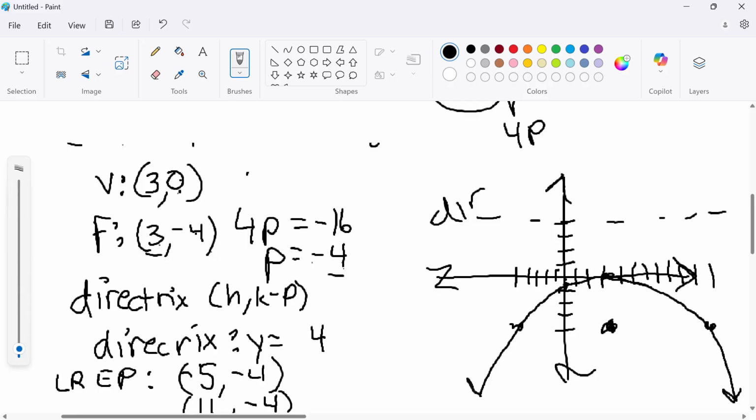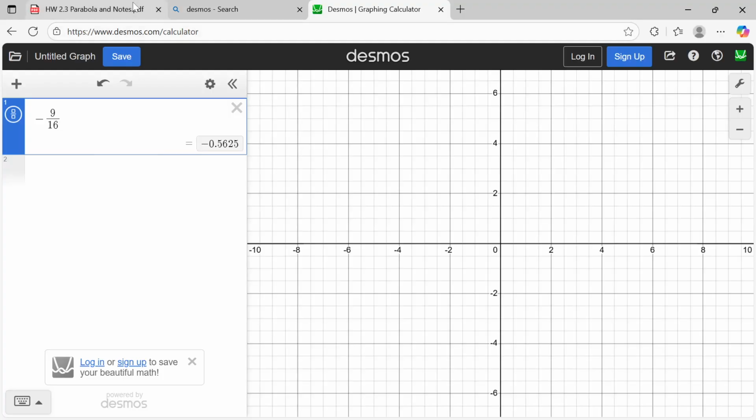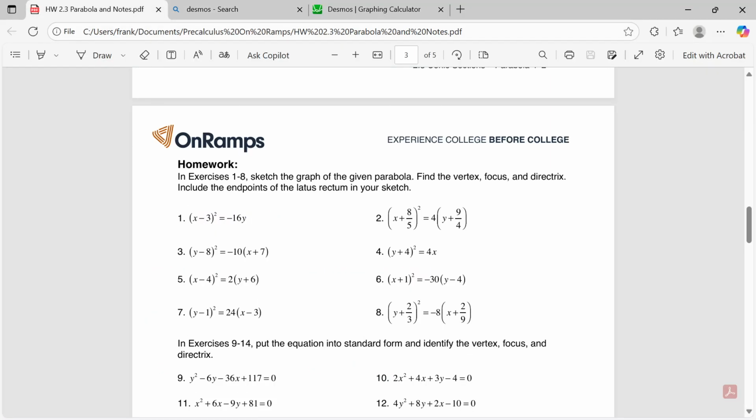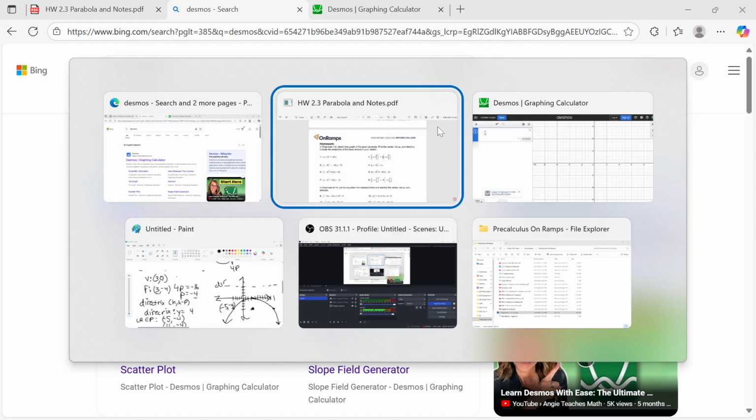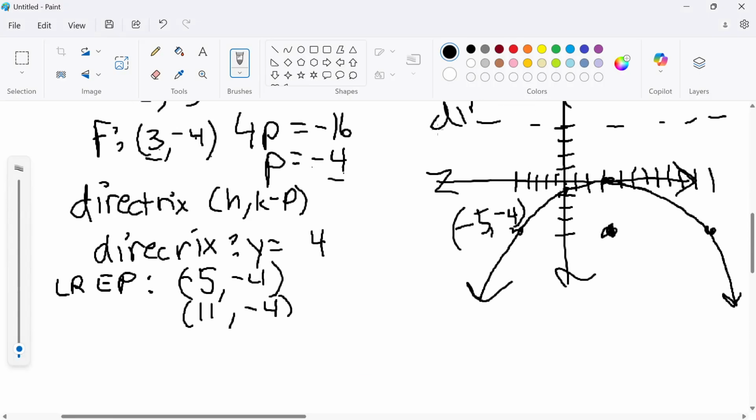Okay. So that's it. Those are the endpoints. And you would label these. This is -5, -4. Let me see what it said again in regard to labeling. We've got to get all this right. It says find the tangent, include the endpoints in your sketch. Yeah, so I think it wants me to label all of this. This is 11, -4.